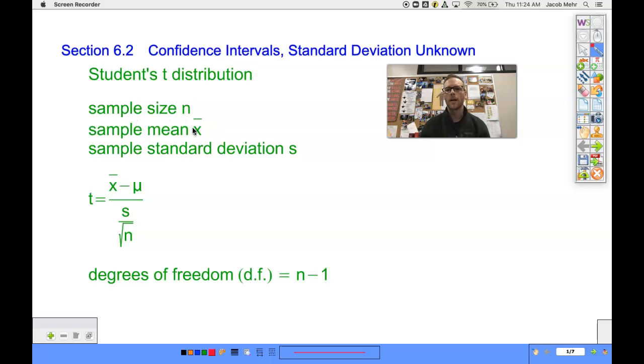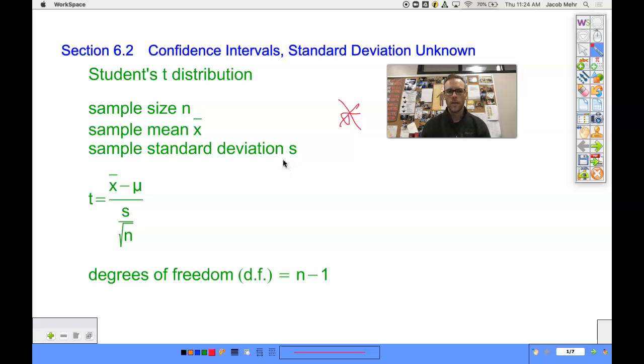So we still are talking about a sample size of n. The sample mean x bar is still a point estimate for you. But now, instead of knowing the population standard deviation sigma, we don't know that. Instead, we know the sample standard deviation, and remember, we just use a lowercase s for that.